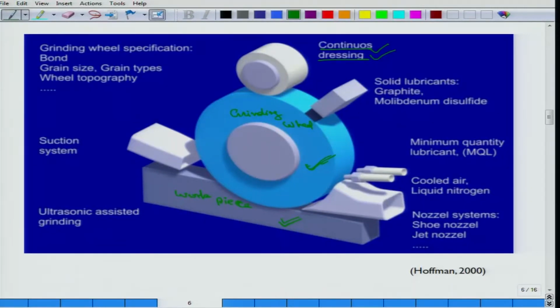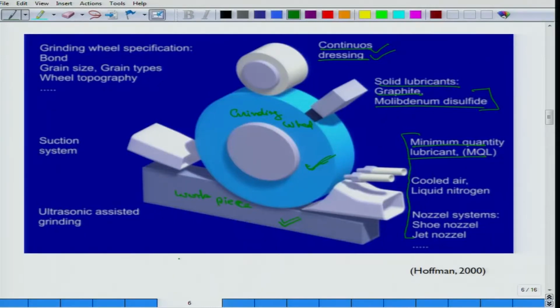very commonly used. Also we have solid lubricants like graphite or molybdenum disulfide that help produce a better surface finish, and these solid lubricants would even keep the wheel life better. Then there is a process called minimum quantity lubrication. We will come to this.